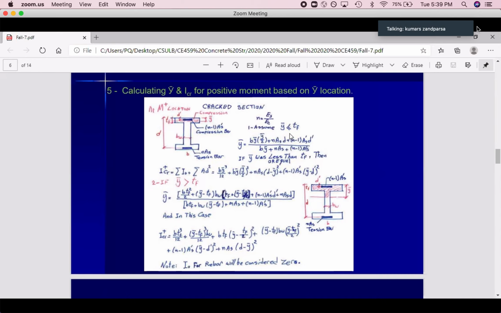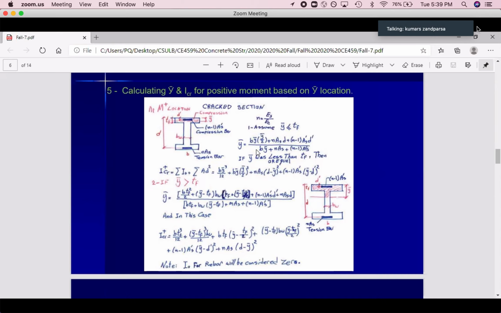But if it's not, forget about this, go to the second part. Do not continue if Y bar was not less than TF. I wrote that if Y bar was less than or equal to TF, then go after this. Otherwise, stop and go with this one, because Y bar was not less than or equal to TF. I hope it's completely clear.